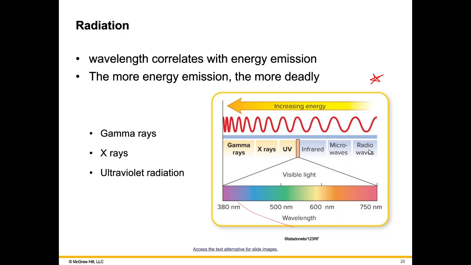So radio waves are the longest, microwaves are a little shorter, infrared rays are a little shorter than that, visible light is a little bit shorter than the infrared. Then we see our UV light, X-rays, and gamma rays. The ones that are relevant for our discussion are these three. All right, so UV, which is ultraviolet, X-rays, and gamma rays.